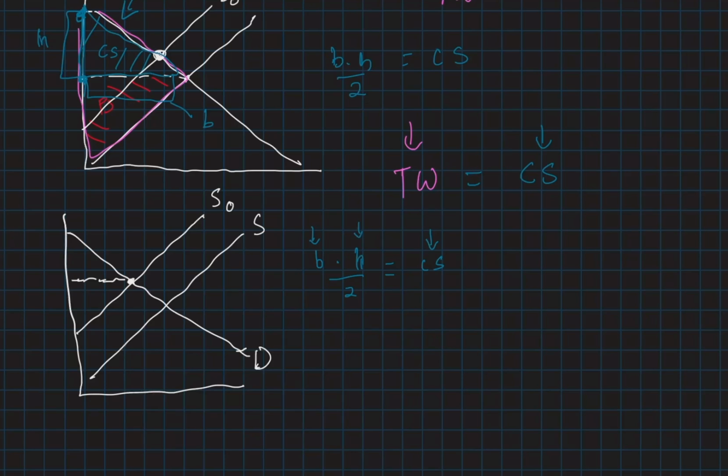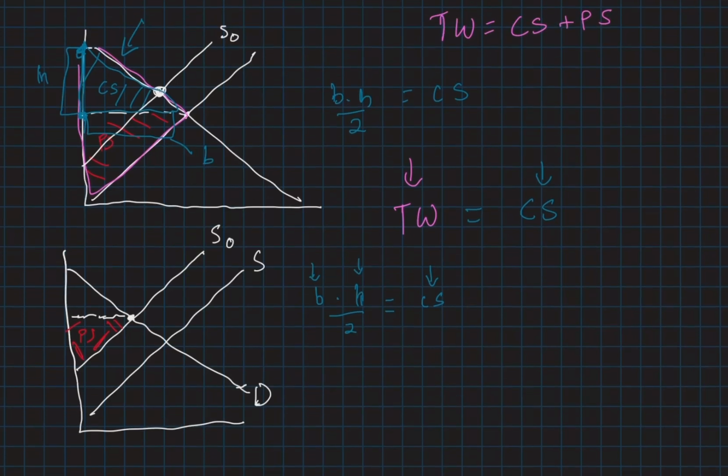Okay. Stick with me. So this one is definitely the hardest, producer surplus. And this is why I break it down into base times height. So let's look at the base and let's look at the height.